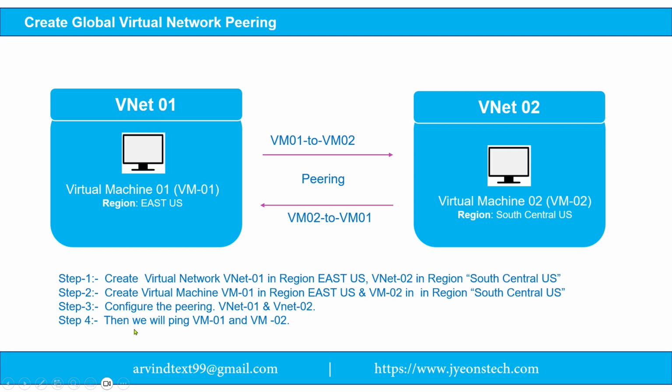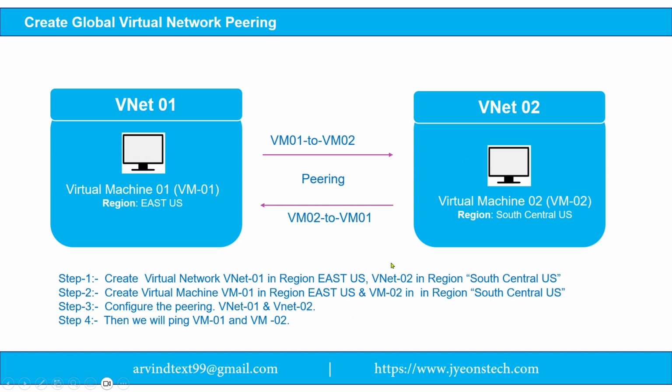After that we will try to ping from virtual machine 1 to virtual machine 2 and virtual machine 2 to virtual machine 1, so that we are able to see that we can ping both the virtual machines.